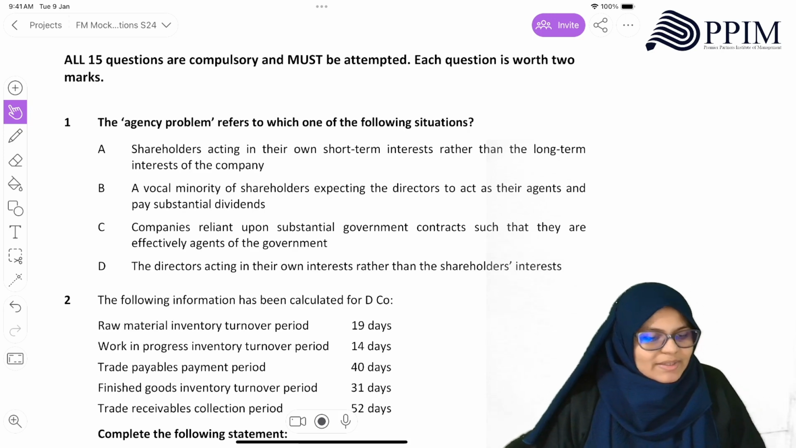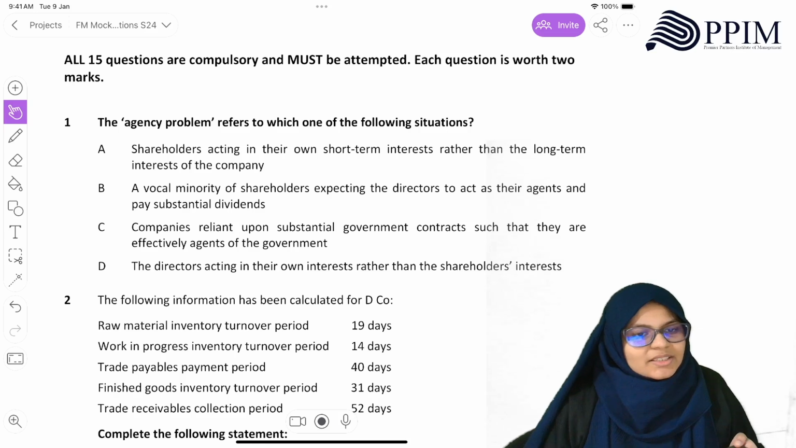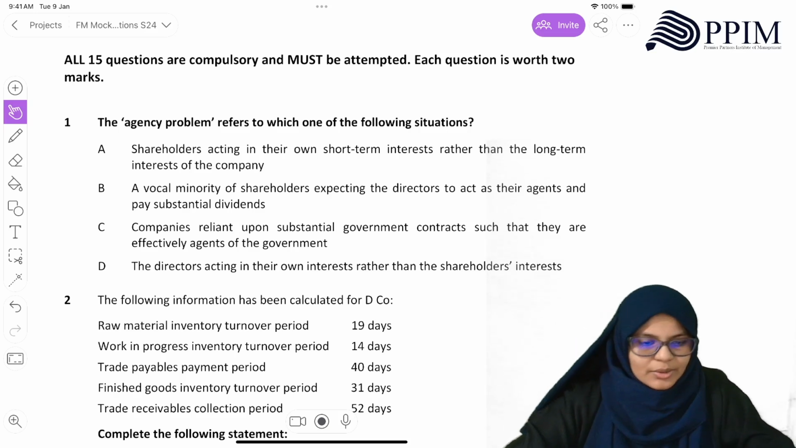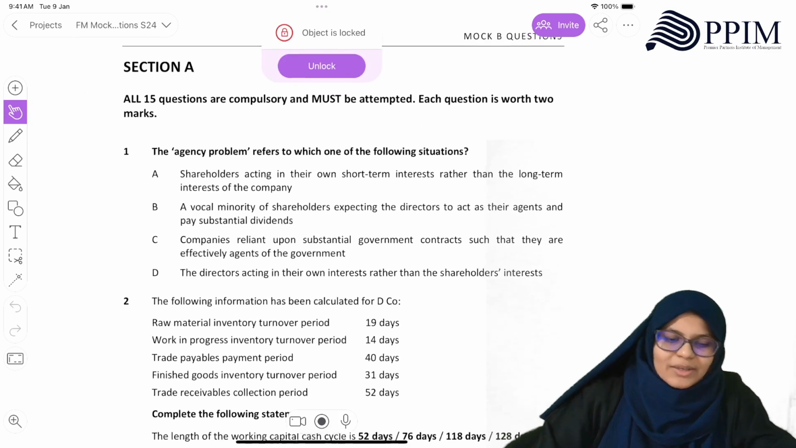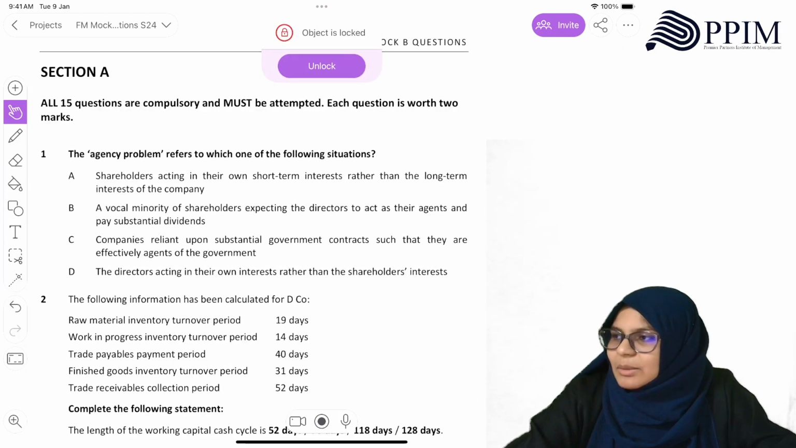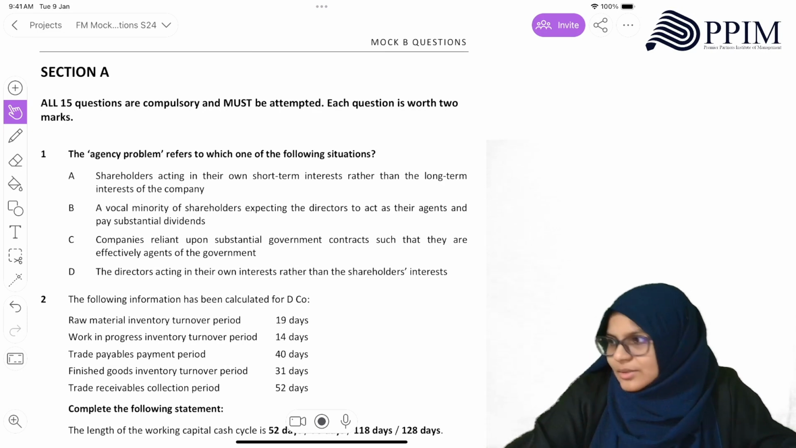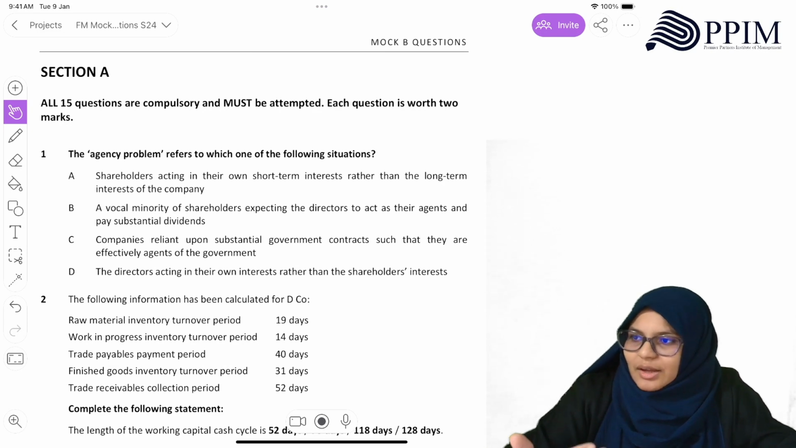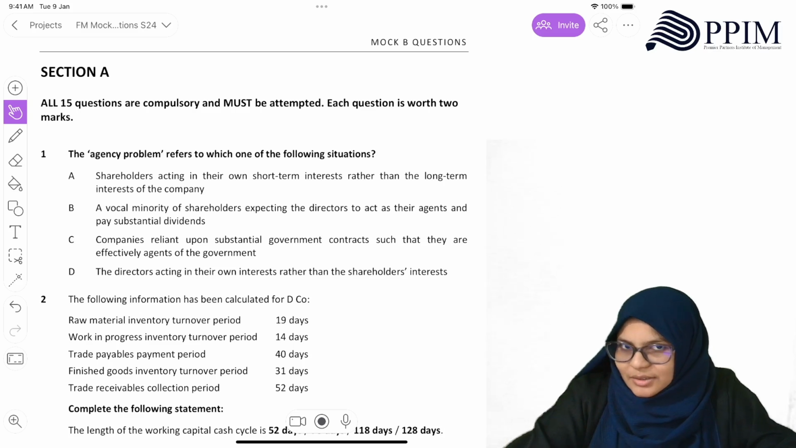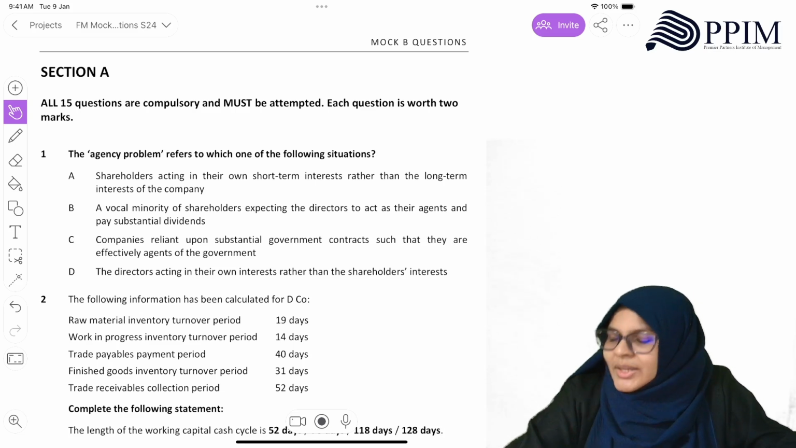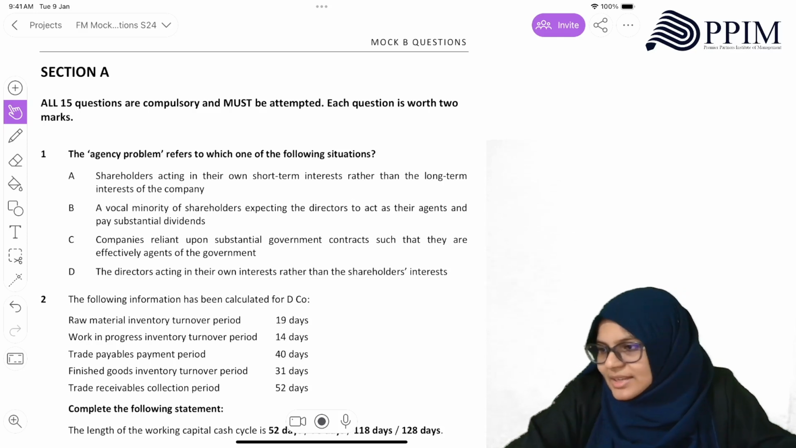So question 1, they're asking the agency problem refers to which one of the following situations. Always in your paper the first few questions will be a little easy, because even the examiner wants you to ease into the paper. So if somebody asks me what order we should do the questions in, my suggestion is to always do it in the order that the examiner has given you.